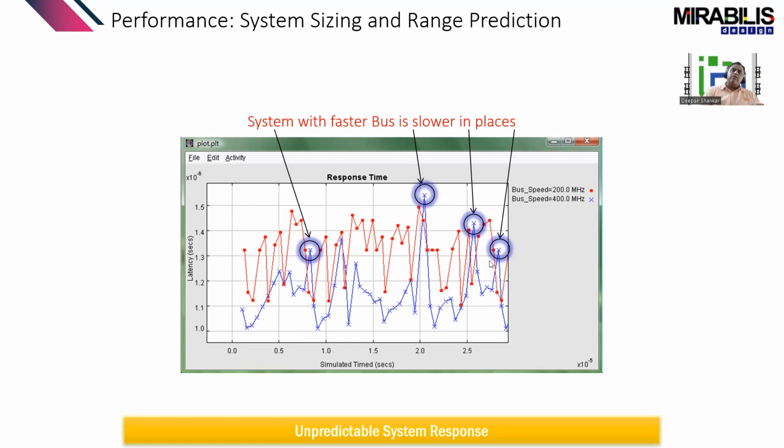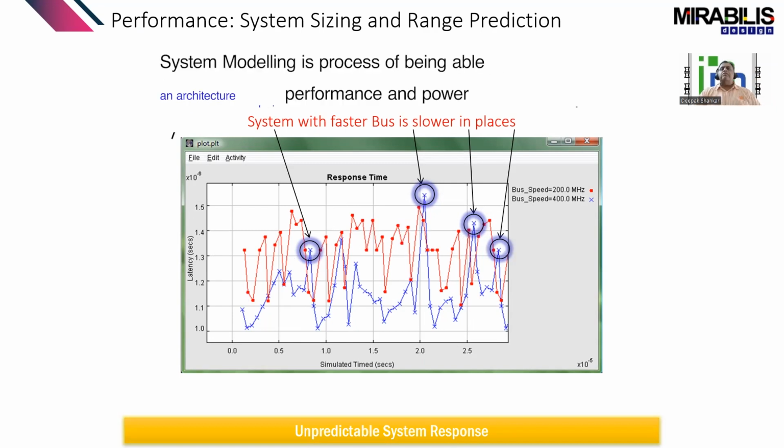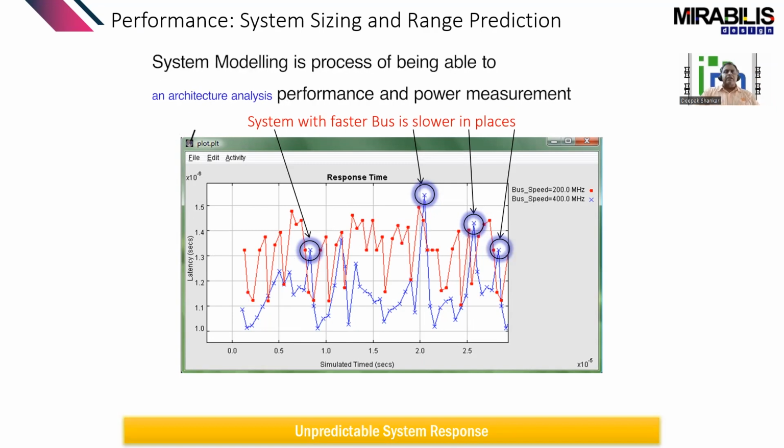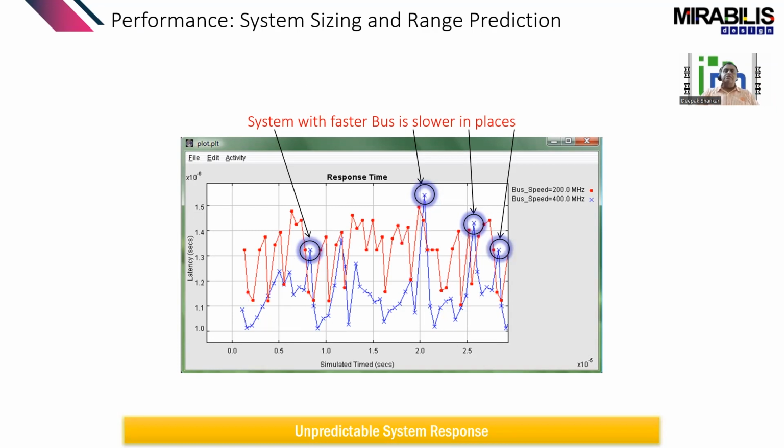And this is where system modeling really comes into play. System modeling is the process of being able to do architecture analysis and performance and power measurements before you go off and build your product, before you start your RTL, before you go procure IPs, or before you start building your boards. It's really to understand all the unpredictable system responses.